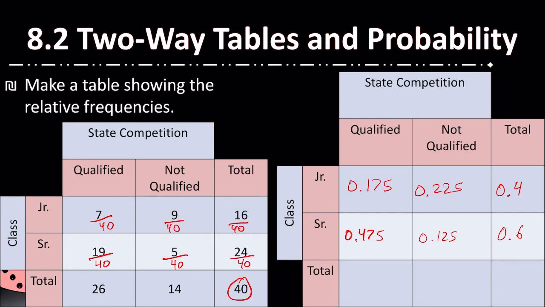And then for the totals, you can either add down or just divide by 40. You get 0.65. If you add down, you get 0.35. When you add down or add across, you get 1. This should always be 1 when you're doing relative frequencies, or in other words, 100%. All right, pause this and you try number 5, and then check your answer in the back of the book.